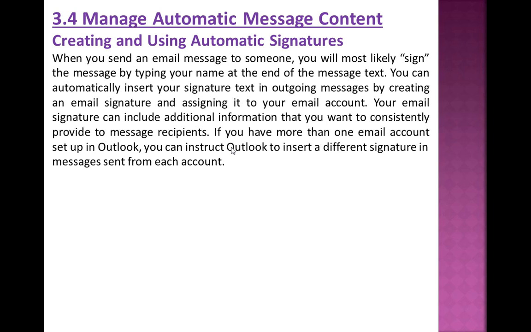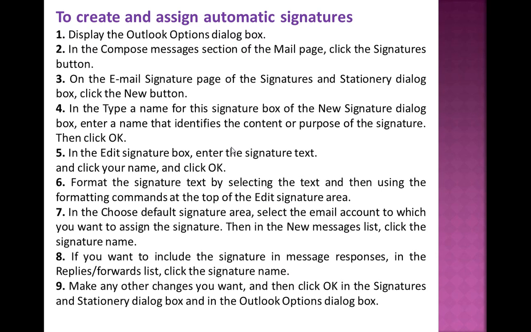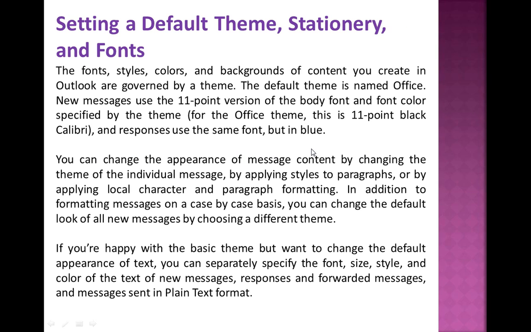Then in the next slide we also talked about how to create and use the automatic signature. There is a signature available, and then the signature automatically arrives at the end of the email. So it is possible to send the email message or the attachment or the email signature that is used for mailing the content. This is how to create and assign the automatic signatures. Next, how to manually insert and how to remove it from an email message.